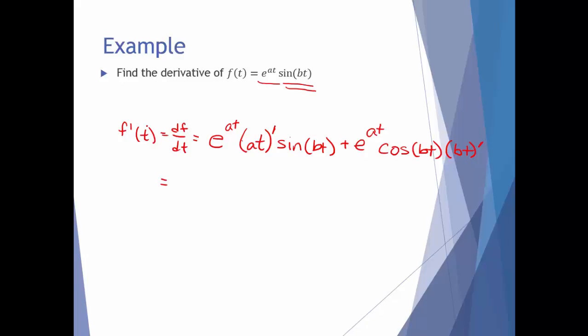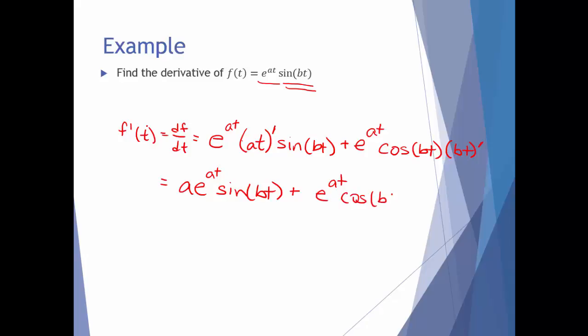Keep in mind that our independent variable is t. So when you go to take the derivative of a times t, it would be like taking the derivative of, let's say, 6t or 10t. A acts as a constant. So when you take the derivative of a constant times the linear, you just get the constant itself. So the derivative of at is a. So I'm going to write a e to the at sine of bt. And then for my second term, I'll have e to the at times cosine of bt.